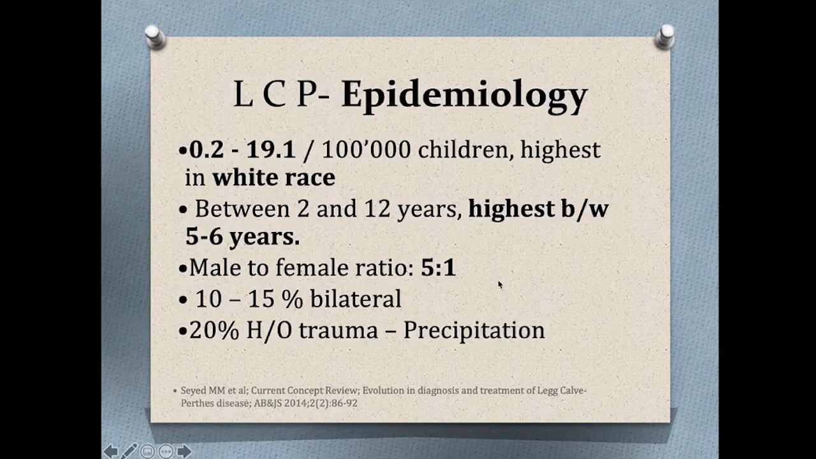Commonly, as per incidence, it is 0.2 to 19 per 1 lakh children, and sometimes 1 in 1,000. It is commonly in the white races, but it is not uncommon in the South Asian population. Its common period is between 2 to 12 years, but the highest incidence occurs at 5 to 6 years, and this will be explained in the next few slides. It is also more common in males. Females are less commonly affected, but when they are affected, they have a bad prognosis, and we will also discuss why. It is bilateral in 15% at maximum, and most of the time it is precipitated by trauma, and in 20% of the cases it produces avascular necrosis.